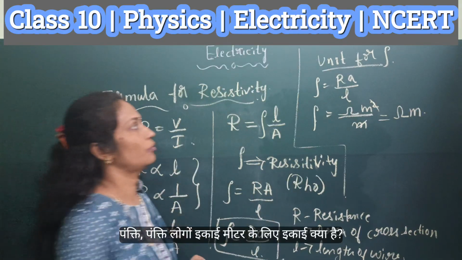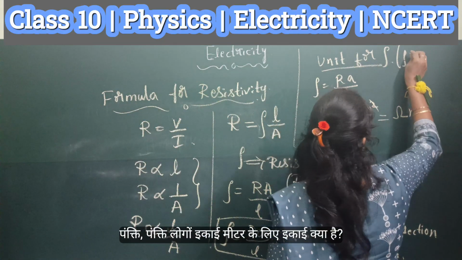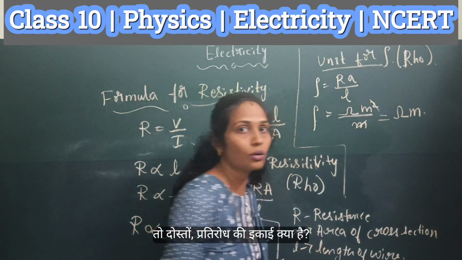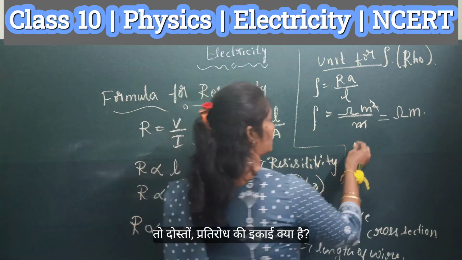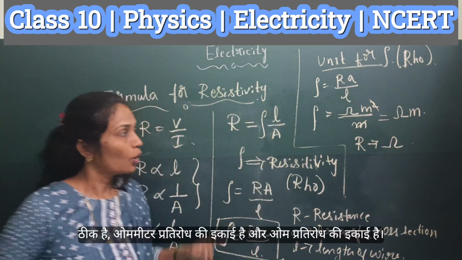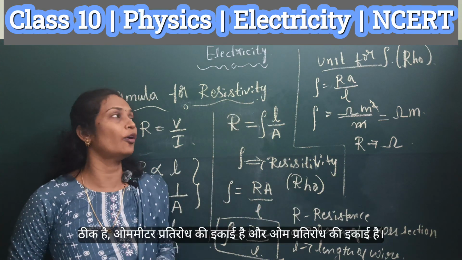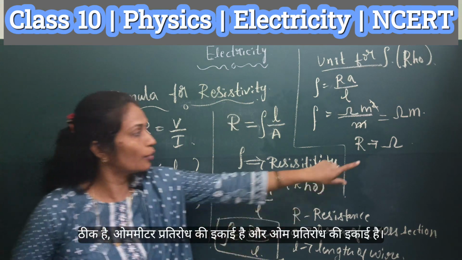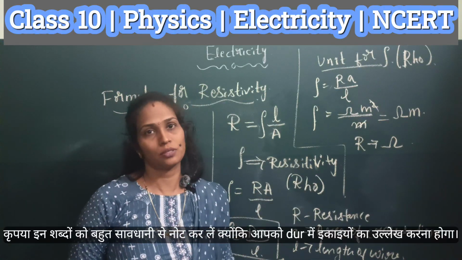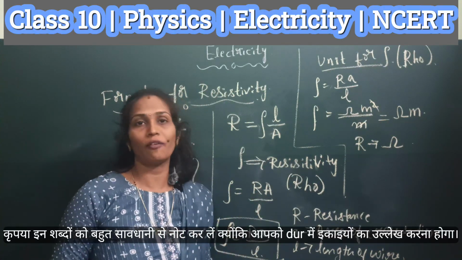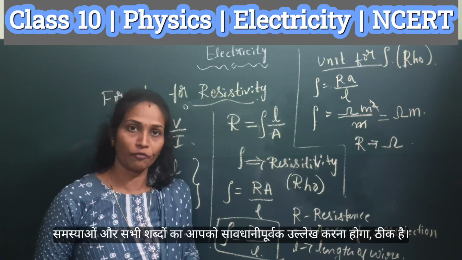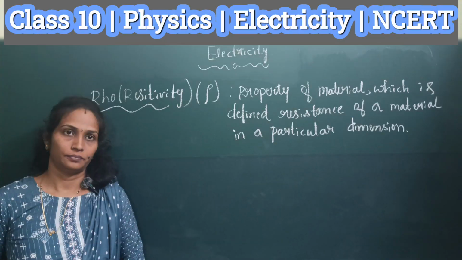Okay, rho. What is the unit for rho, guys? Unit ohm meter. This is very important. Please take down this rho. So what is the unit for resistance, guys? This is ohms. Ohm meter is the unit for rho, that is resistivity, and ohm is the unit for resistance. Please note down these terms very carefully, because you have to mention the units during the problems and all.